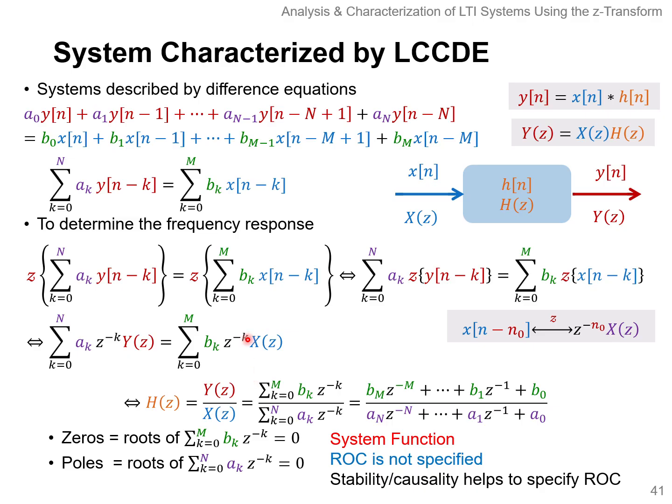The system function is the output transform divided by the input transform. It becomes a ratio of two polynomials in Z inverse. The zeros come from the roots of the numerator. The poles come from the roots of the denominator. Poles and zeros control stability and frequency response.